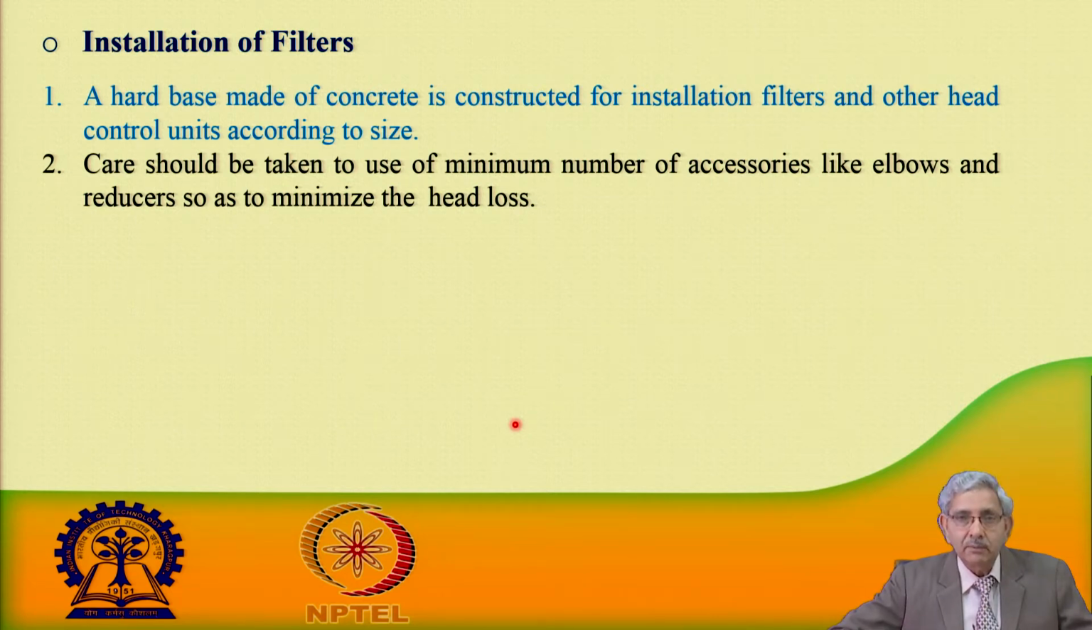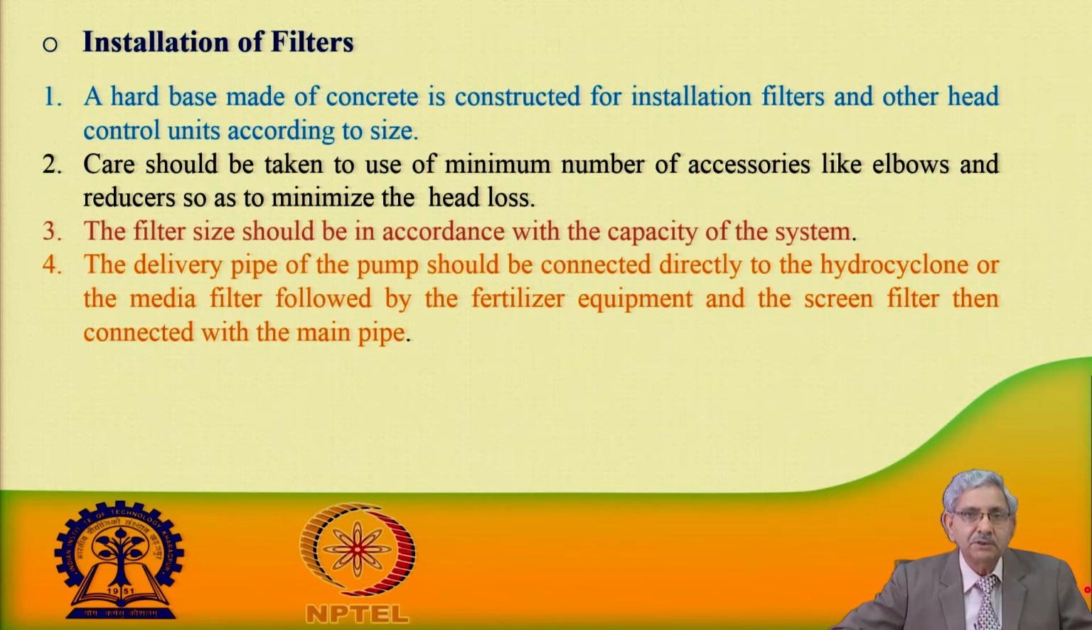It could be from the pump nipple, meaning from the pump side, and when we are coming to the main pipeline, sub main pipeline, lateral pipeline. In these units, as far as possible, there should be minimum connections, so that head loss does not increase much. Filter size should be in accordance with the capacity of the system. Capacity of the system means our pumping system and the filter candle should match each other, so that there is proper matching of these units.